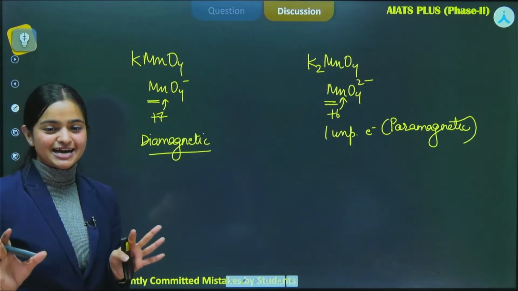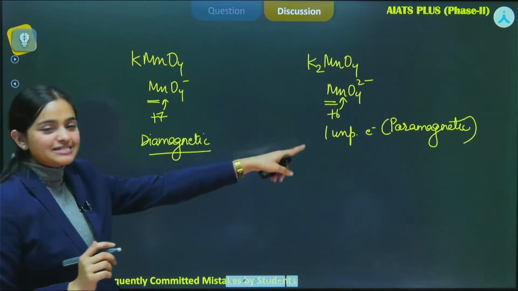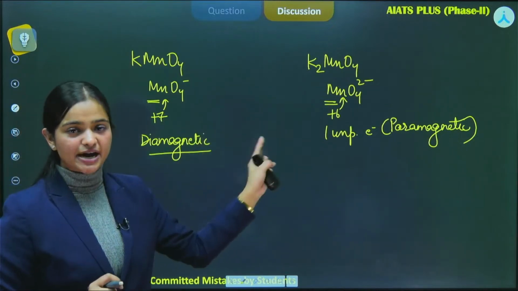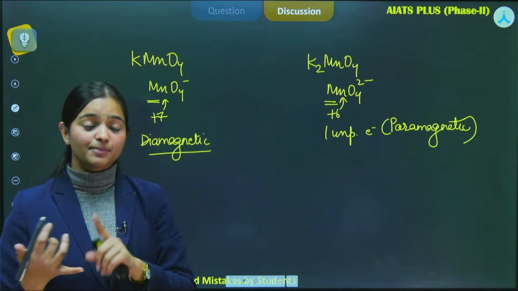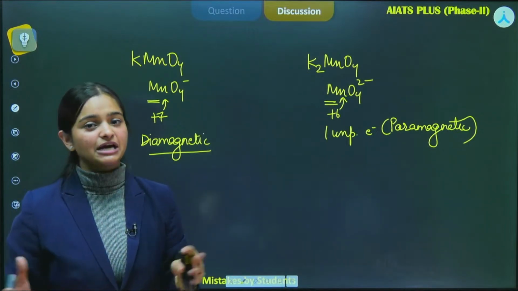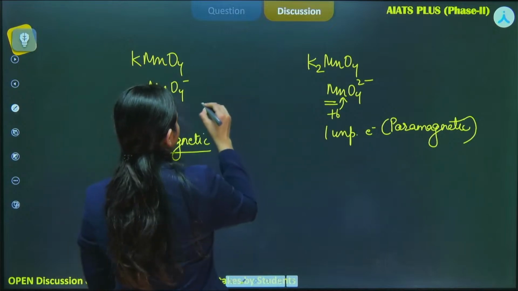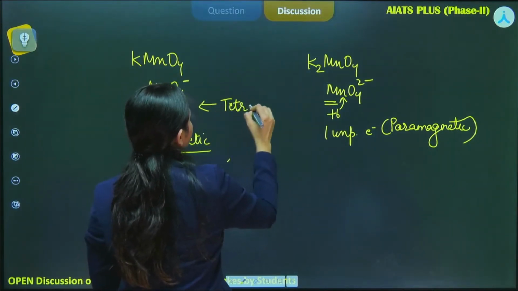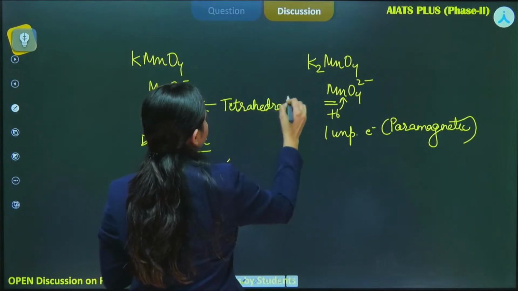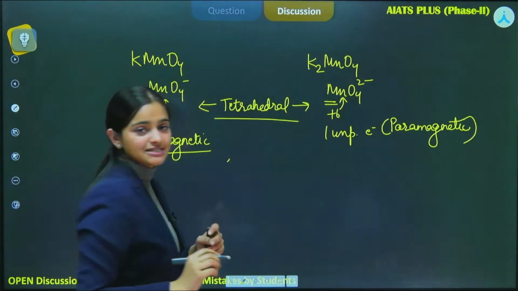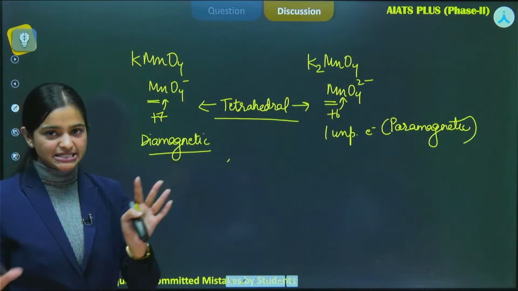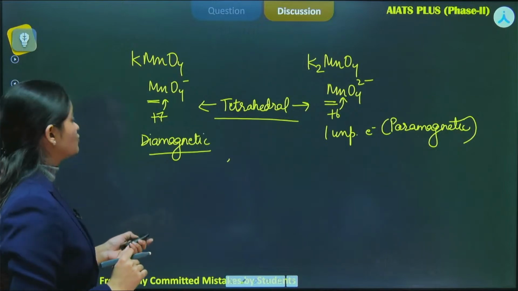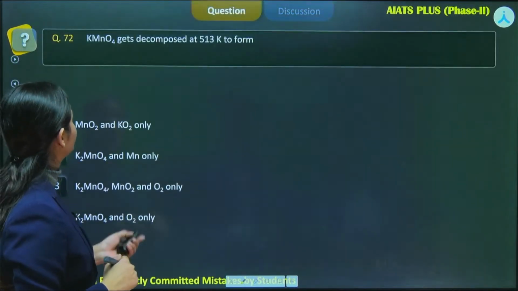No, the oxidation state is not 0. So one is a paramagnetic species and the other a diamagnetic species, although the geometry of both the permanganate and manganate ions is the same, that of a tetrahedral. So this is the basic information regarding permanganate and manganate ions. Now let's move on to the question.